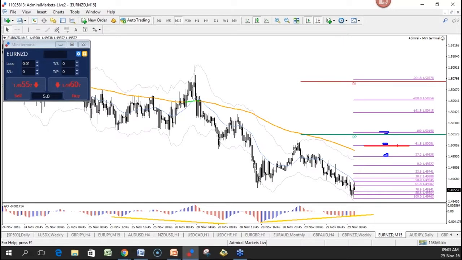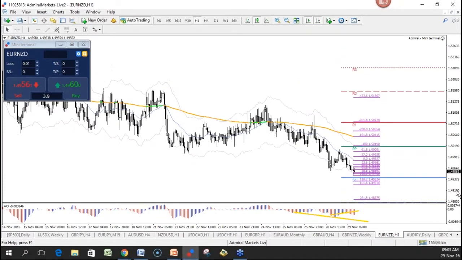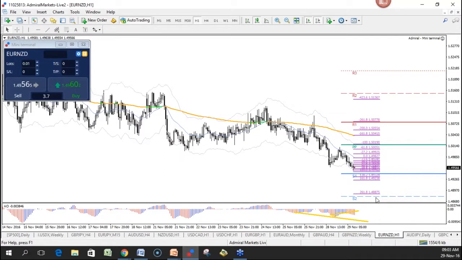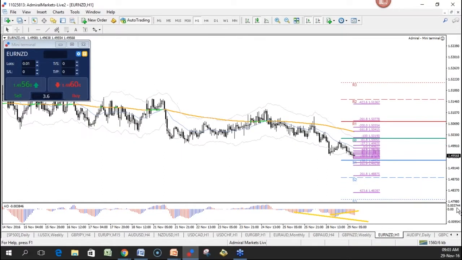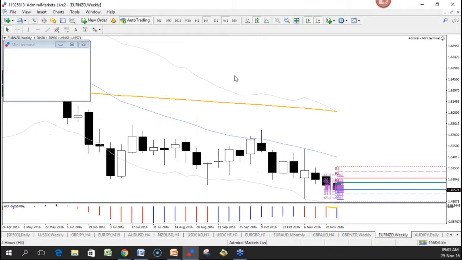There's the 150 psychological level too. Stop loss would have to be above this pivot point, maybe 150.30. That's pretty tight for the euro New Zealand, but might work out. And the target could be all the way at 148, 149, 148. What was it on the? Let's check it out. Let's see. Second.